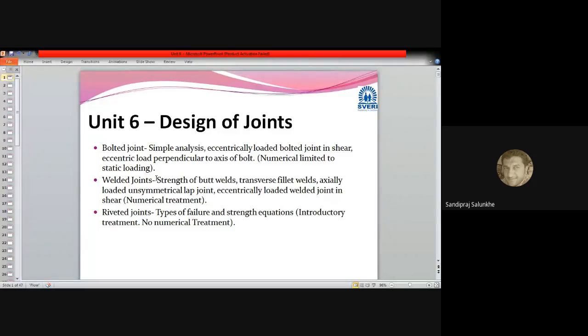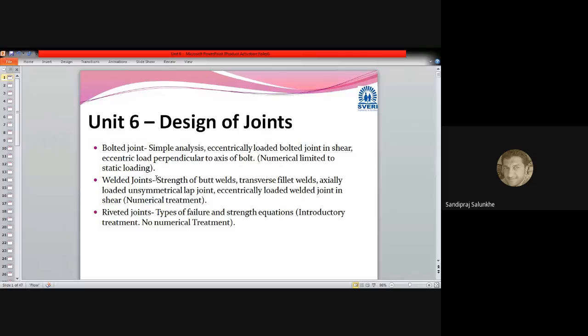So this is the last unit which we are going to start, and the unit name is design of joints. In this, if you see the syllabus, it is broadly classified into three types of joints. One is bolted joints, second is welded joints, and third is riveted joints. Out of that, in case of bolted joints, we are going to have only simple analysis and eccentric loading.